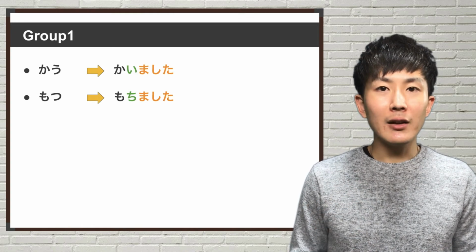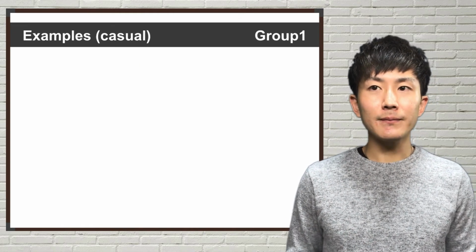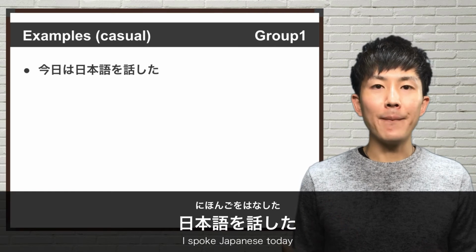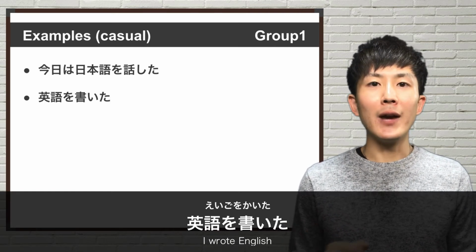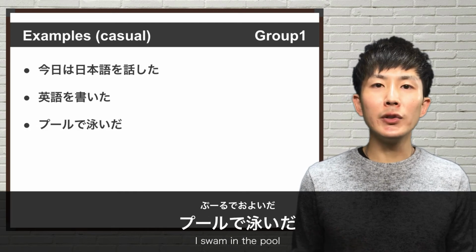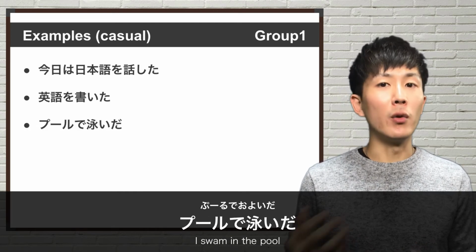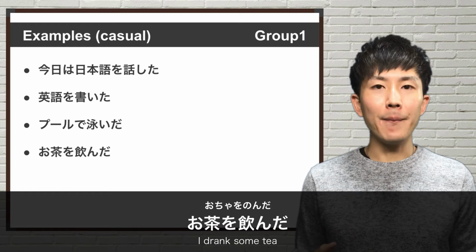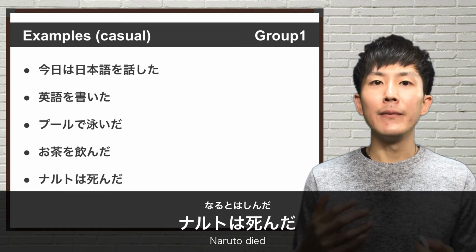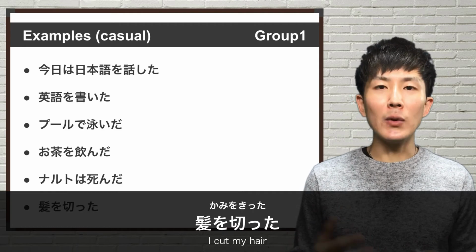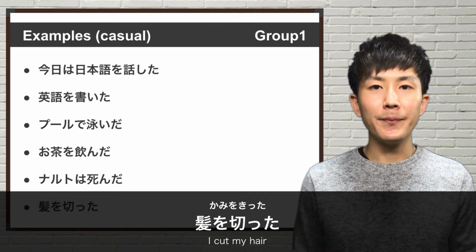Okay, let's take a look at example sentences. 今日は日本語を話した. I spoke Japanese today. 英語を書いた. I wrote English. プールで泳いだ. I swam in the pool. お茶を飲んだ. I drank some tea. ナルトは死んだ. Naruto died. 髪を切った. I cut my hair.